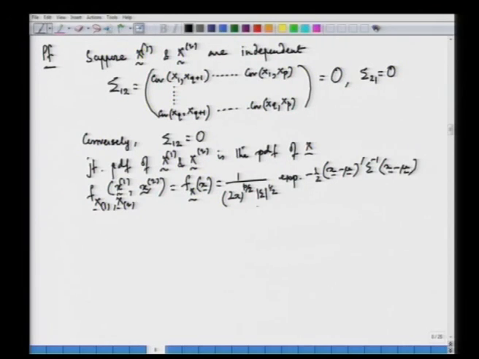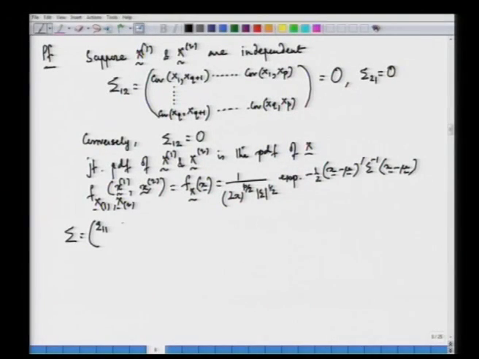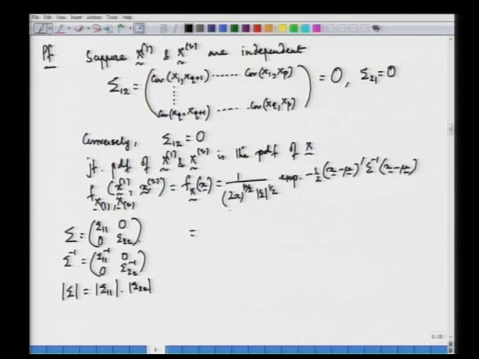But note that this sigma has a very special feature. What is that? Sigma is sigma 11, null, null, and sigma 22, giving you two things that we need actually. So, sigma inverse will be nothing but the inverses of the blocks, and determinant of sigma is the product of the determinants of the blocks. So, once we use this and we distribute this constant part also in the corresponding way, what we get is nothing but this.